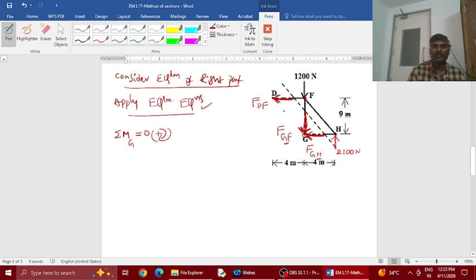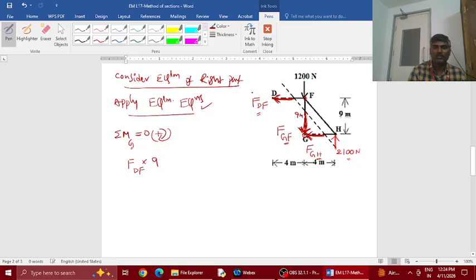So then what are all the forces? Even 1200 is passing through G, so this is also a force where moment is not possible. So the moment generating forces are only two, F_GH and 2100. So just try to formulate the equation. Force multiplied by perpendicular distance from moment center G. This perpendicular distance is given as 9 meters.